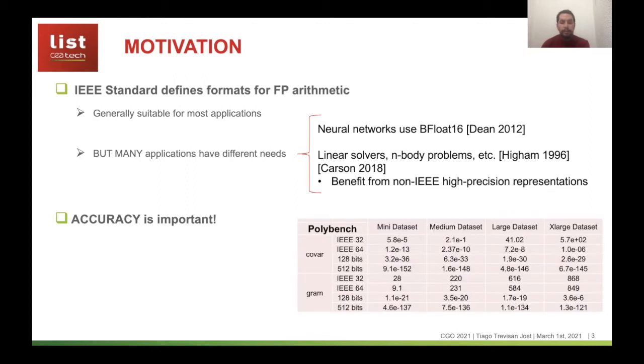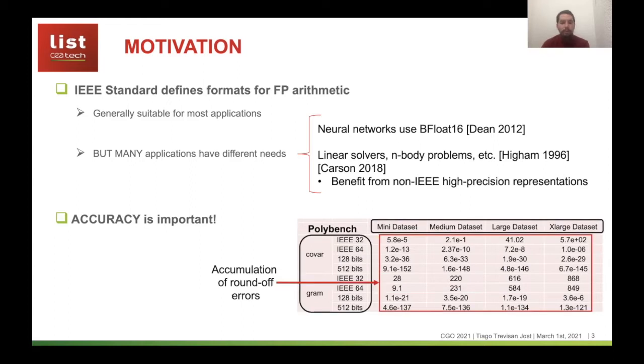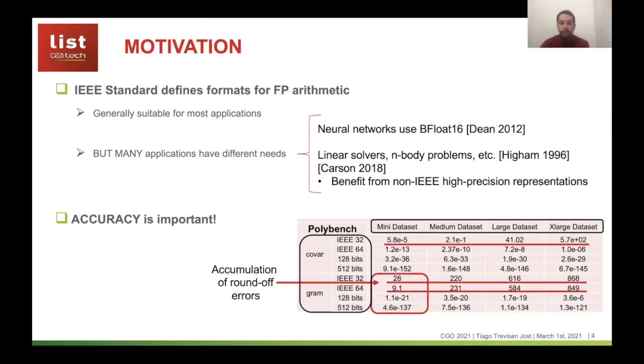Take a look at this example of the PolyBench applications covariance and Gram-Schmidt being compiled with 4 different types. We see that the accumulation of round-off errors in the output can be really high. So for example, for the Gram-Schmidt here, we see that IEEE 32 and 64 actually provide a really high round-off error at the output. So is the case for the covariance being compiled with the dataset really huge.